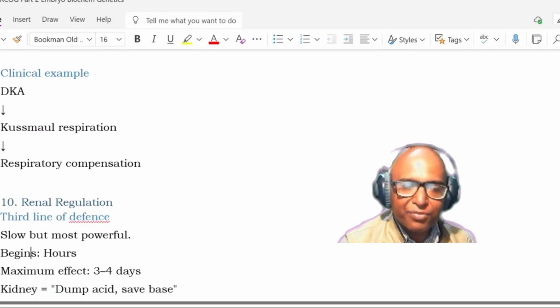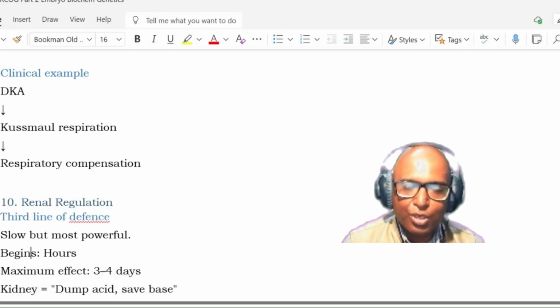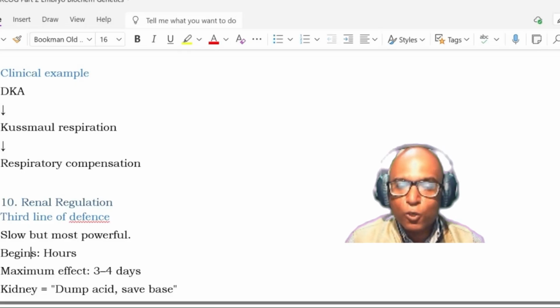So for example, if you have a case of diabetic ketoacidosis, there will be deep, rapid respiration, and that will lead to the respiratory compensation. Now another buffer is renal regulation. This is strong but it takes time for the kidneys to come into action. So that is the third line of defense, slow but most powerful.